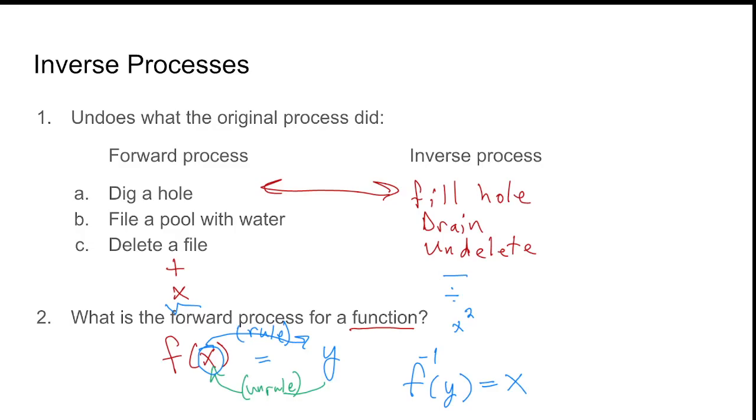But the forward function takes x, does something to it to make it into y. The inverse function that would go with it takes the y value, undoes everything that was done to it, so it gets back to where it started from. And we use this little f to the -1 notation. It is not an exponent, it is just a way of writing it. It's a symbol, okay?